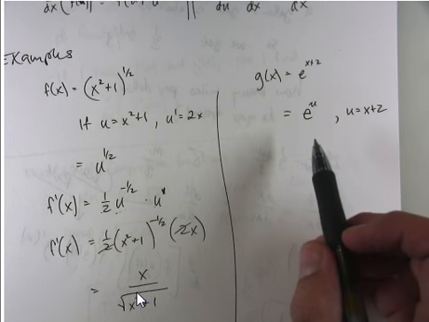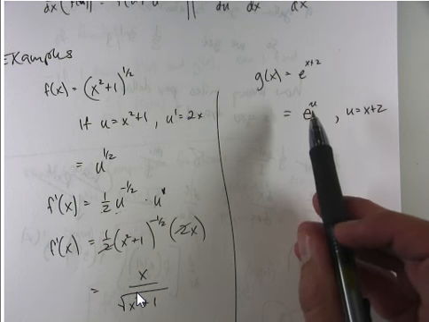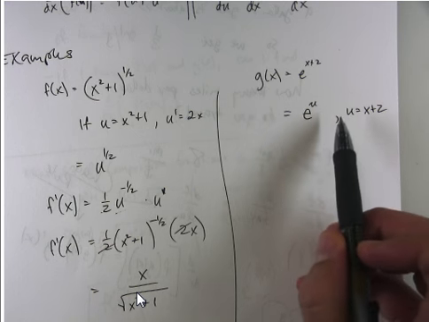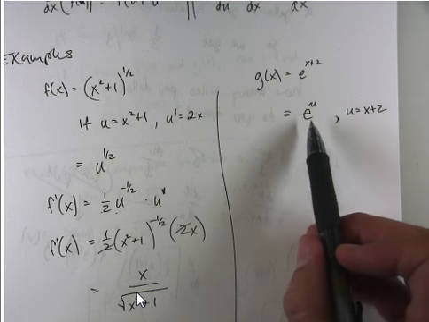So I will imagine that this is just e to the u. And then I'll define u to be x plus 2, so really I haven't changed anything at all. I'm still talking about the same function. I'm just in Canadian dollars instead of American dollars. And this function is easy for me to differentiate.